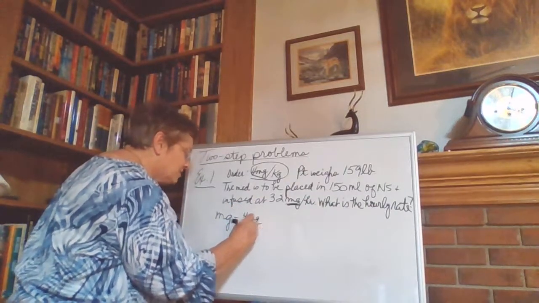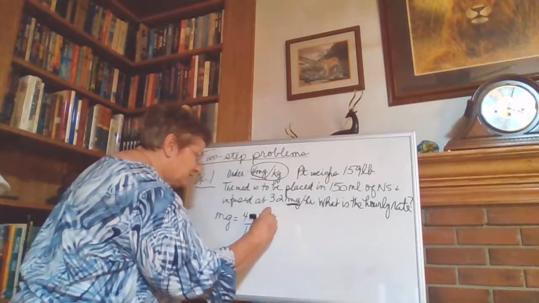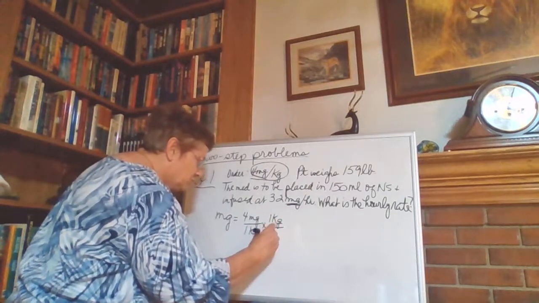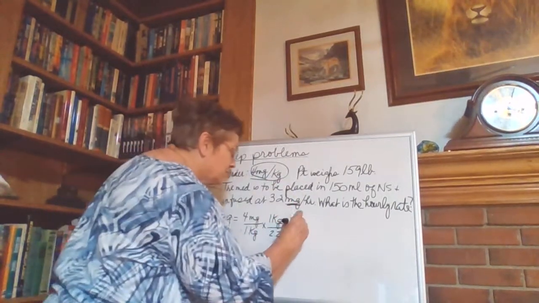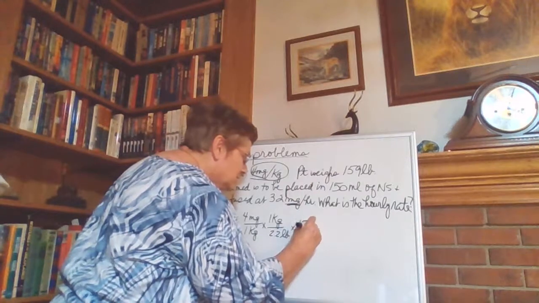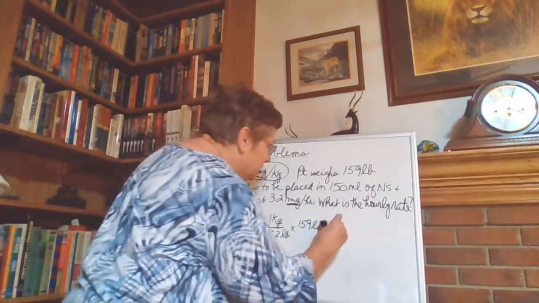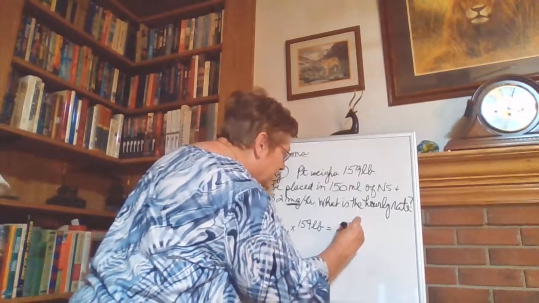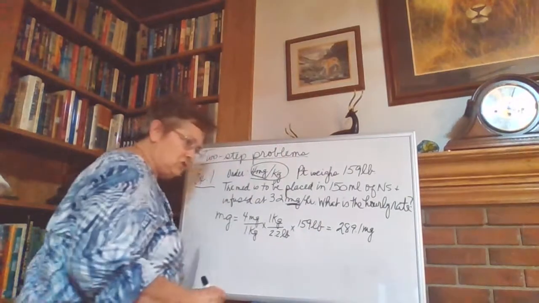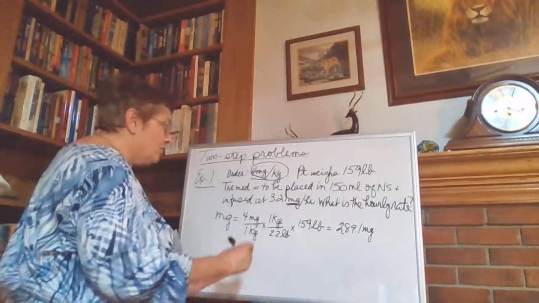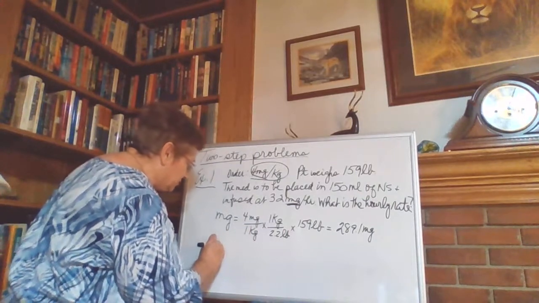4 milligrams per 1 kilogram. Then we need a conversion factor, 1 kilogram to 2.2 pounds. And then the patient's weight is 159 pounds. When you calculate that out, the patient has 289.1 milligrams ordered. Now we can start looking for the hourly rate. Milliliters per hour.